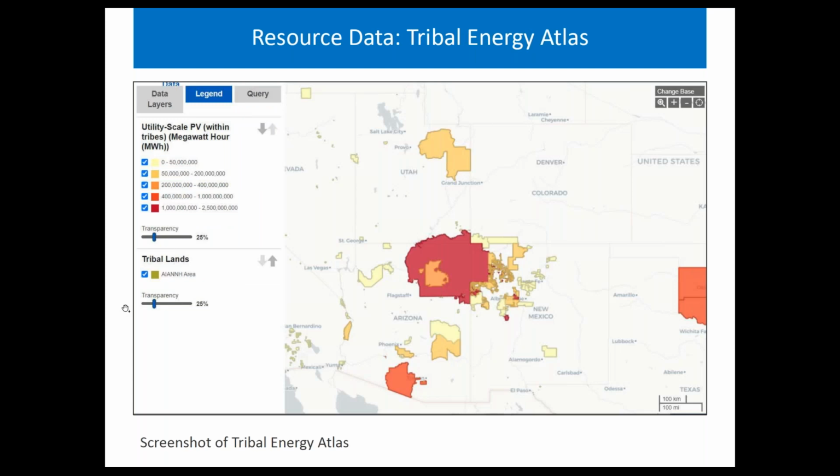So here's a screenshot from the Tribal Energy Atlas. You have a lot of choice of data layers, and they'll show up on the legend, and you can scroll in and out to a very house level, focused on a specific house, or go up to the country as a whole. And this shows basically the PV resource within different reservations. Next slide.